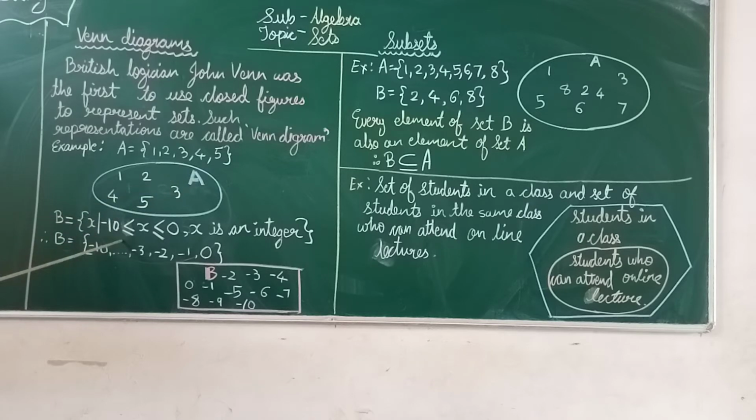In the second example, this statement is in rule method. I have also written it in listing method. So set B is the set of all x such that x is greater than or equal to minus 10 and x is smaller than or equal to 0, where x is an integer. This is how set B is presented in listing method. Set B is equal to from 0 till minus 1 till minus 10.